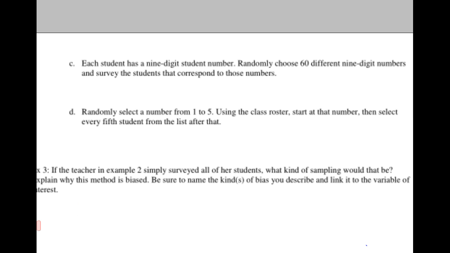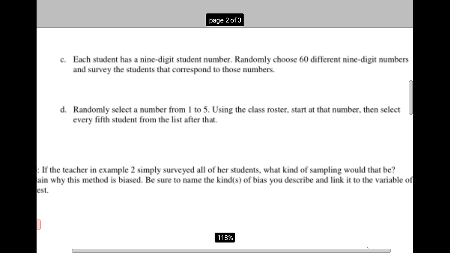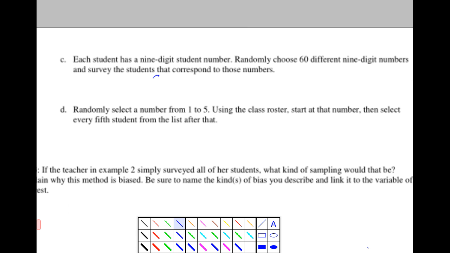Each student has a 9-digit student number. Randomly choose 60 different 9-digit numbers and survey the student that corresponds to those numbers. Okay, so this time everyone has an equally likely chance to be picked. We're not looking at just freshmen in one group having a chance to be picked, or just sophomores, or just people in one cluster. Everyone has an equally likely chance to be picked, so this is a SRS.